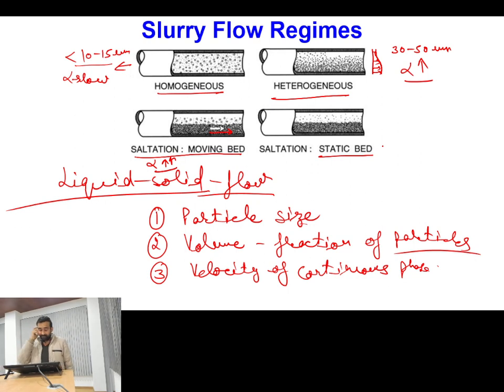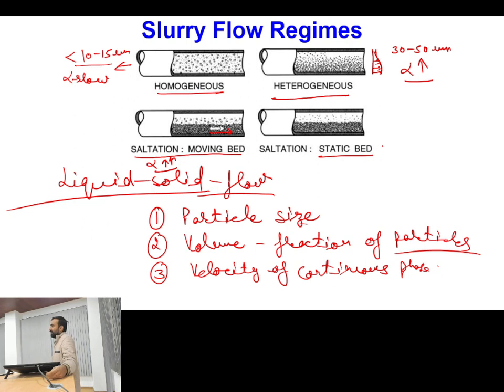And of course, whenever we talk about this type of system, one more effect comes into the picture, that is the roughness effect of the pipe. Because particles are so small, these will interact with the pipe surface. And in the majority of cases, you will find that slurry flow pipelines have a problem of erosion. Because of the erosion, the pipe material is damaged.